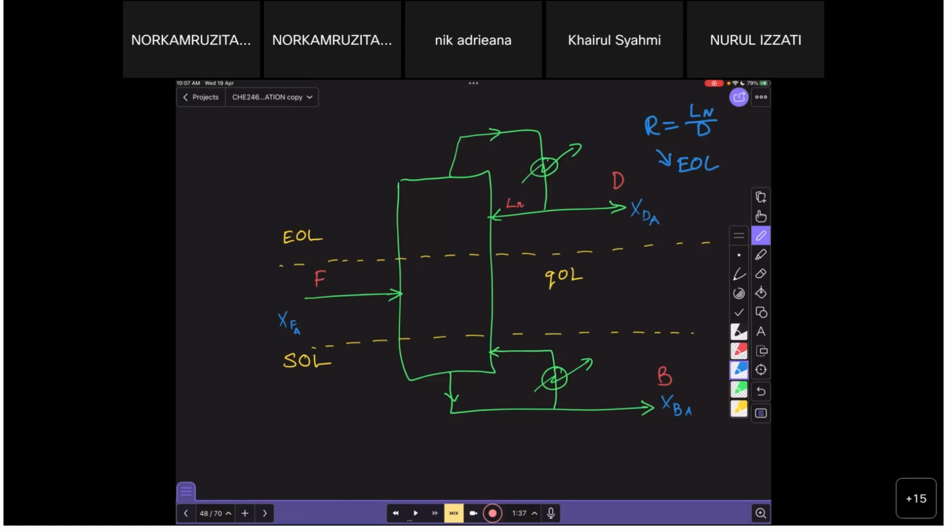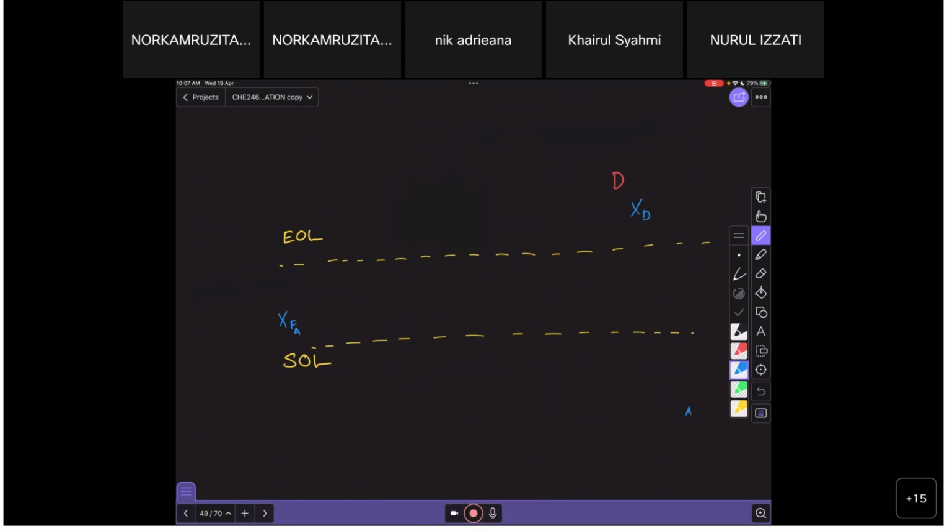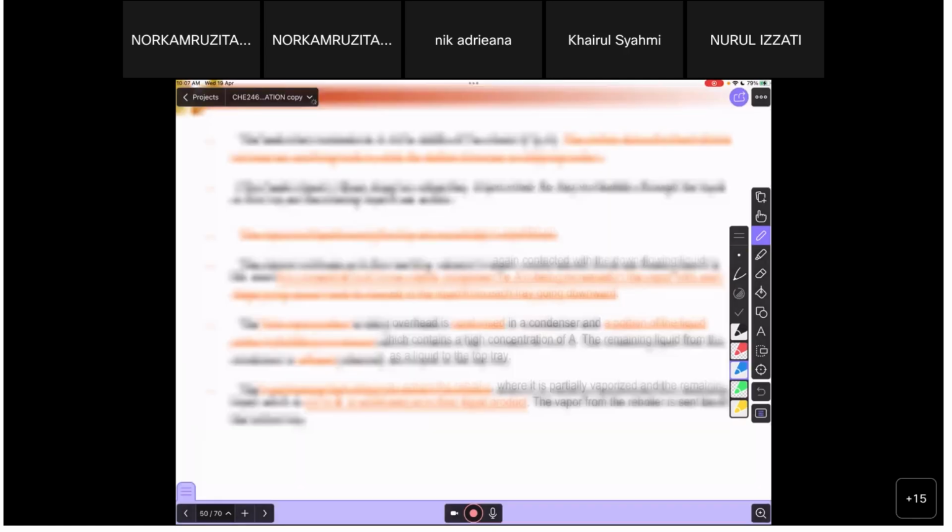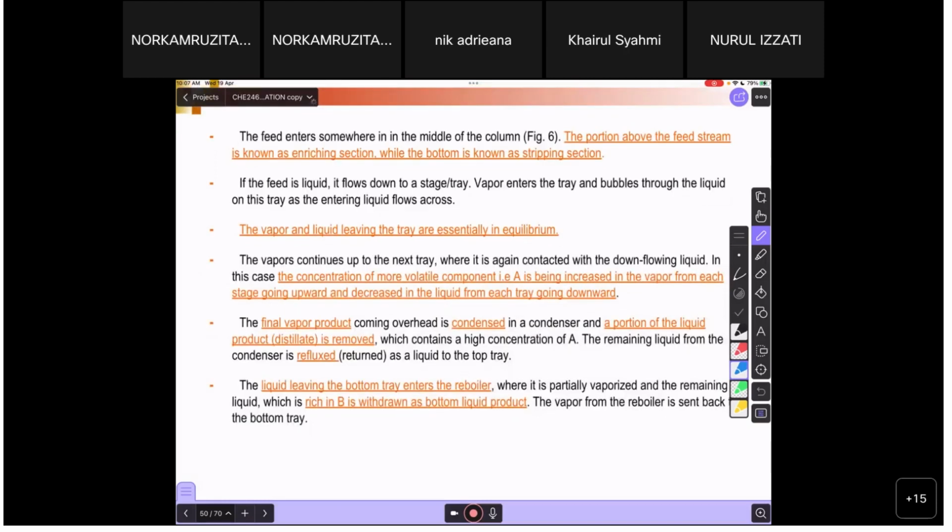So for the feed, you have the QOL. That will represent the condition of the feed. So let's see what you have learned.